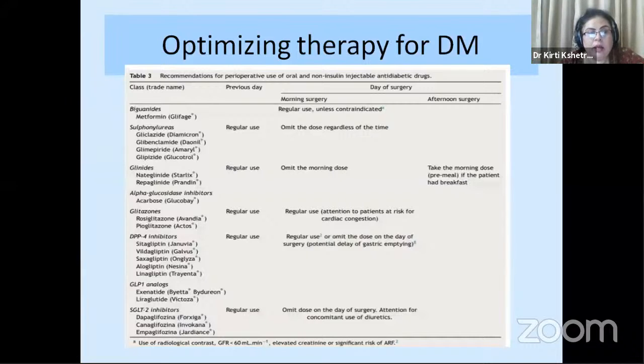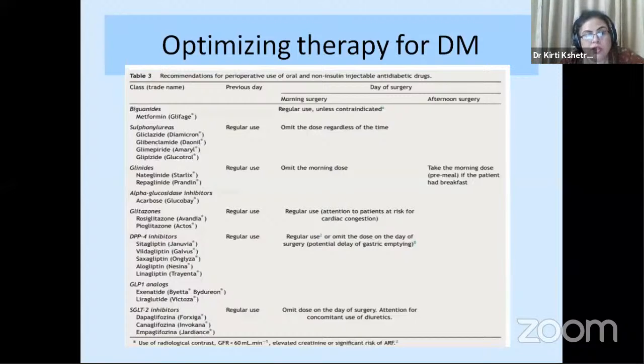Glinides and alpha glucosidase inhibitors, we have to omit the morning dose when the surgery is in the morning. When the surgery is in the afternoon, both classes can be given as a pre-meal dose when breakfast is being given to the patient. Glitazones, regular use, no contraindication unless there is a chance of cardiac congestion because they cause water retention. For DPP-4 inhibitors and GLP-1 analogs, regular use can be made.